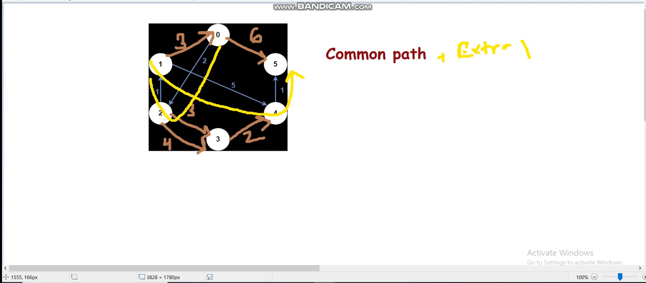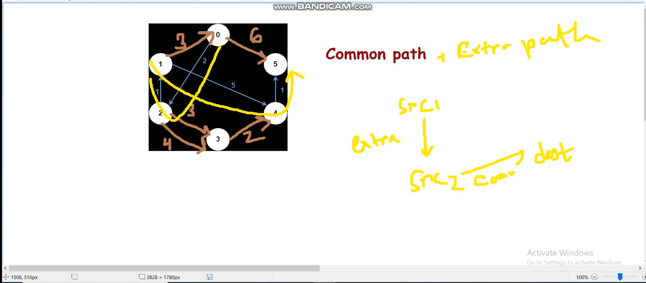So what observation could we make from this point? The extra path is not necessarily covered by both source 1 and source 2. It could happen that source 1 goes to source 2, and source 2 goes to destination. This could be one thing, and this is the extra path. This is the first case: source 1, source 2, and destination. This is the common path.